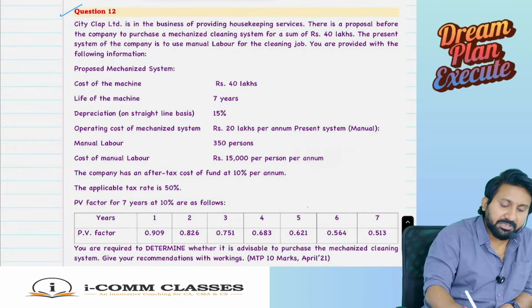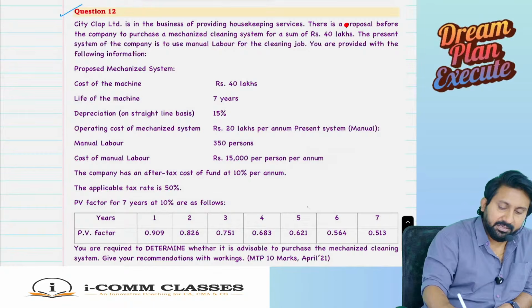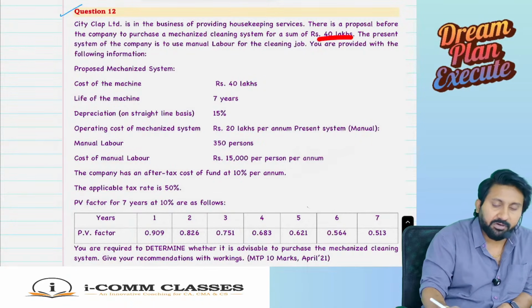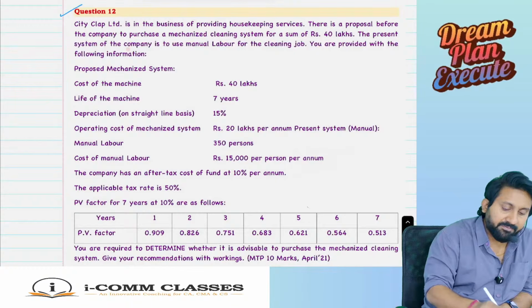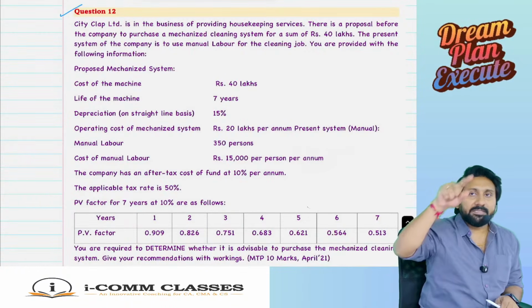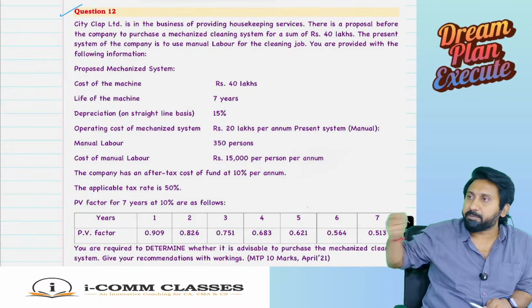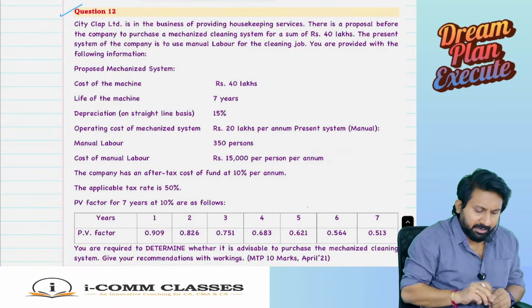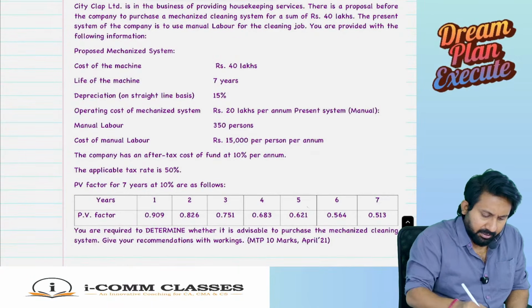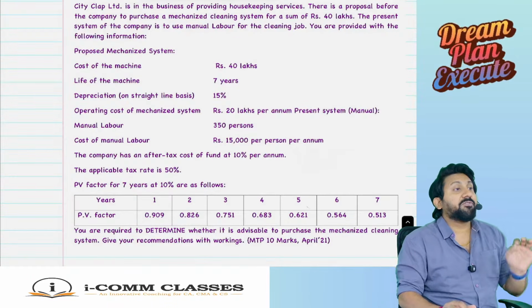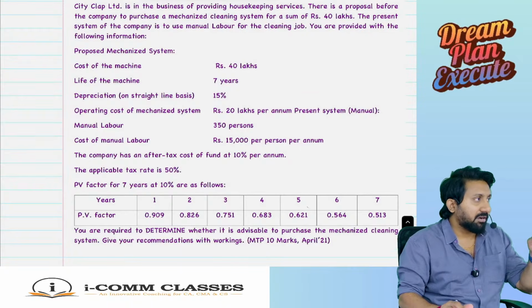Ca&Cma Limited is in the business of providing housekeeping services. There is a proposal before the company to purchase a mechanized cleaning system for a sum of 40 lakh. The present system of the company is to use manual labor for cleaning. There is a housekeeping service going on, and people have to come and do the work. Let us say, for example, 350 persons are required to do that manual work.